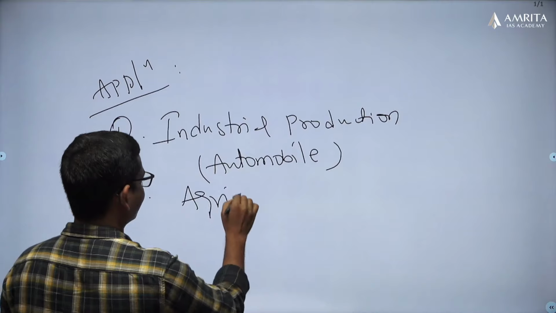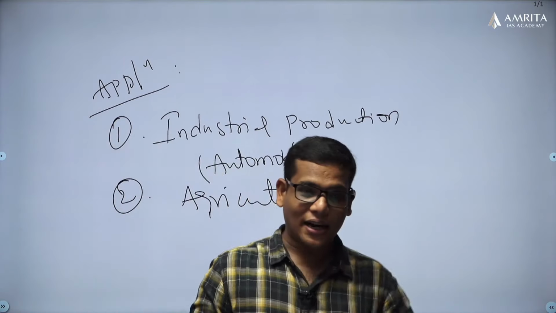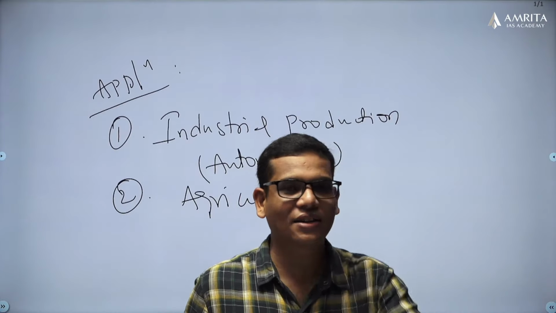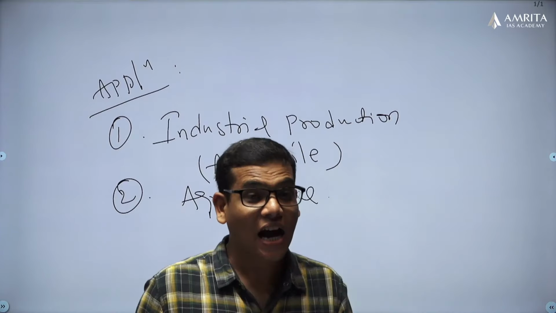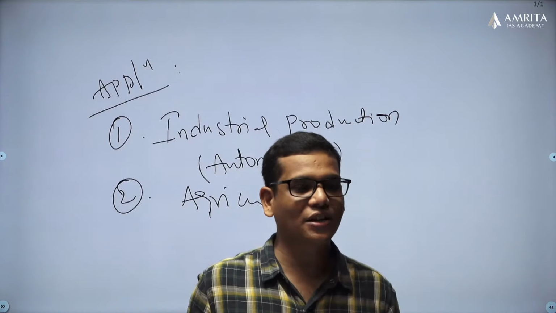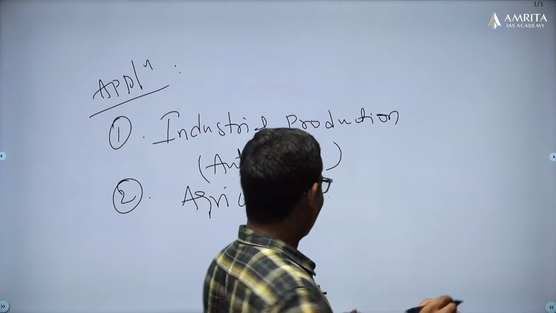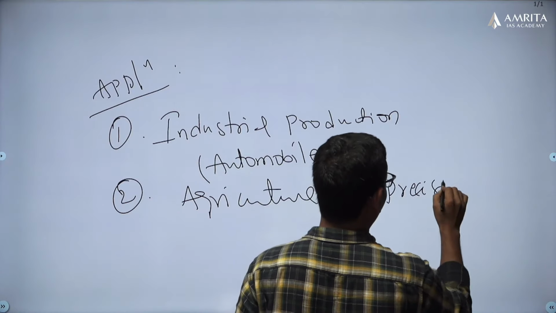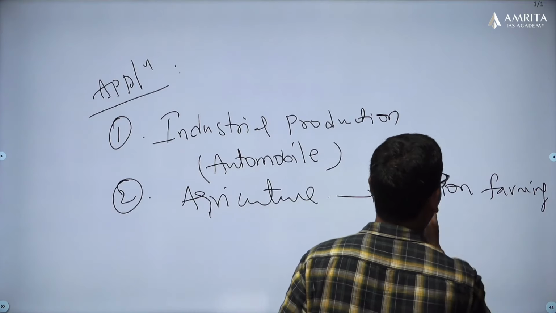So the automation of the production process in industries, especially in automobiles. Agriculture also is very, very important. For small farmers who have less than 1 acre of land, it may not be so beneficial, but for big farmers, or if you bring all the fields together, then definitely you can use this technology. In precision farming, this technology is helpful a lot.